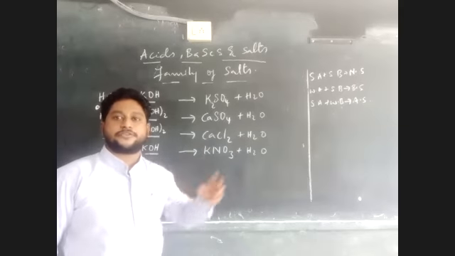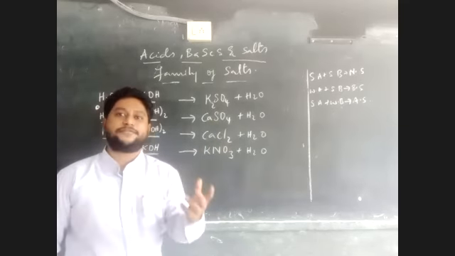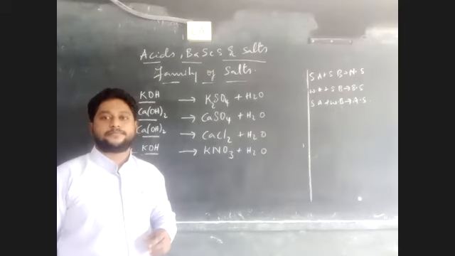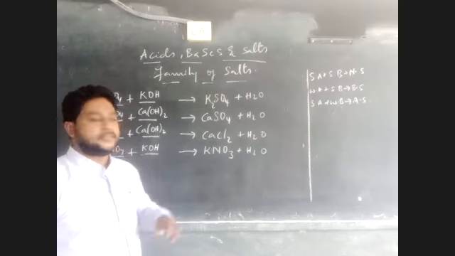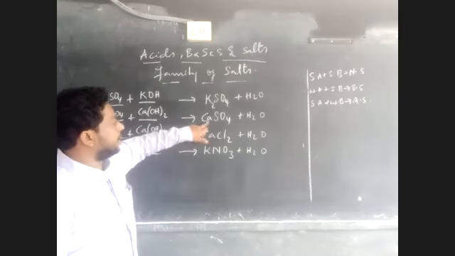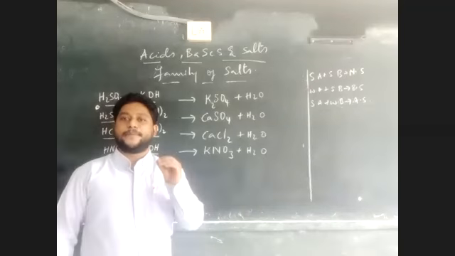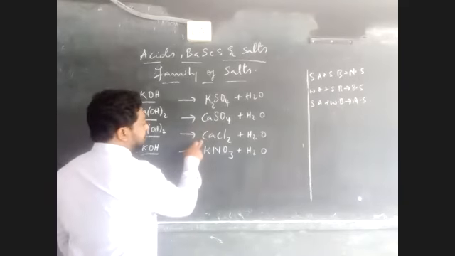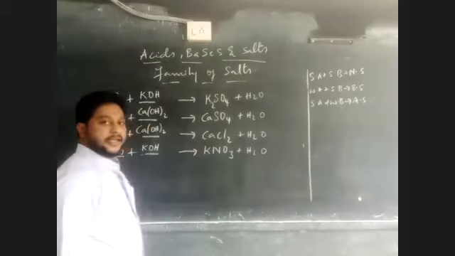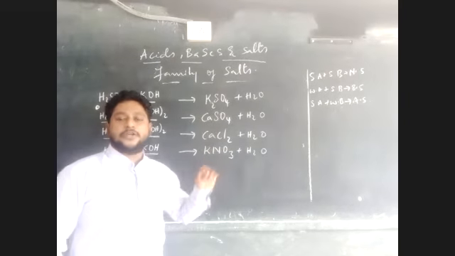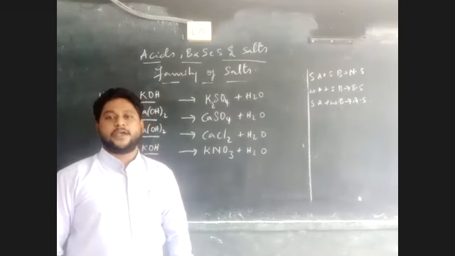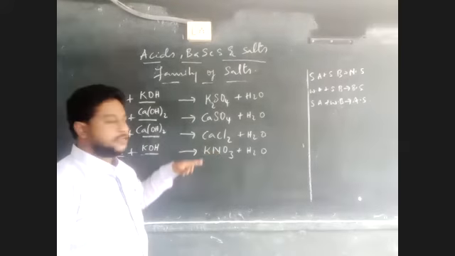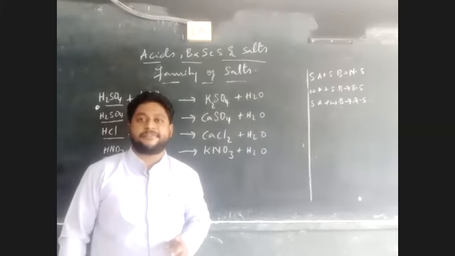Which of the following salts belong to the calcium family? See here, calcium and calcium. So calcium sulfate and calcium chloride belong to the calcium family. I hope you are able to understand. See, calcium and calcium, calcium family. Now, which of the following salts belong to the potassium family? Here you have potassium sulfate, potassium nitrate. So these two belong to the potassium family.